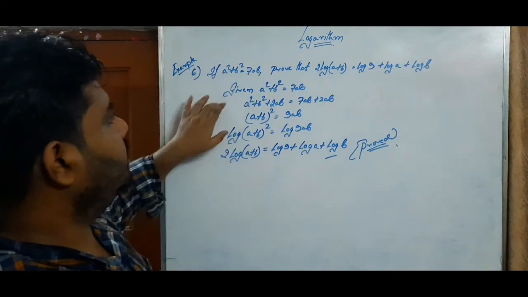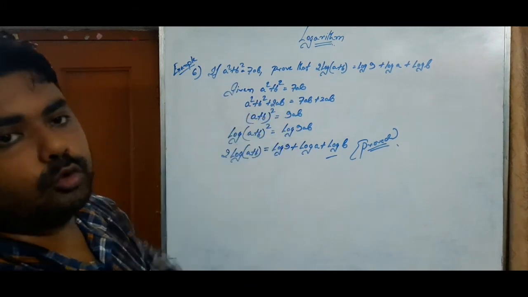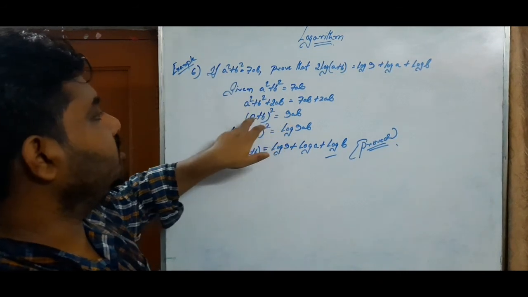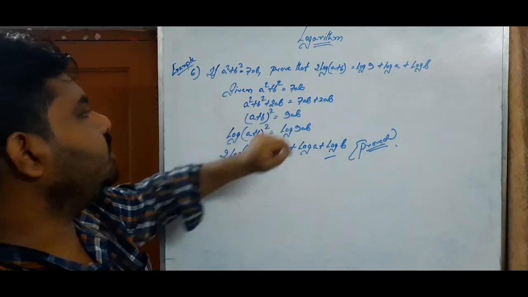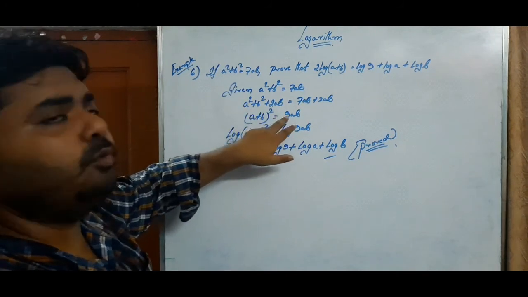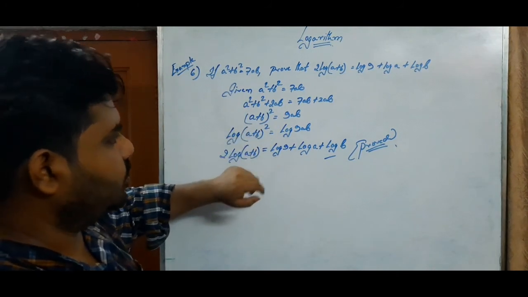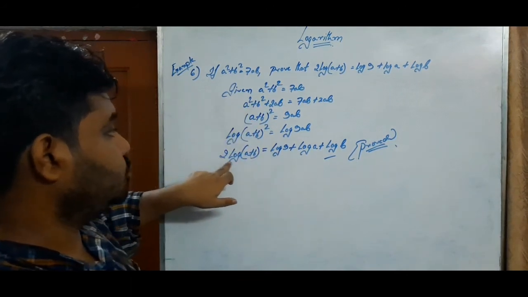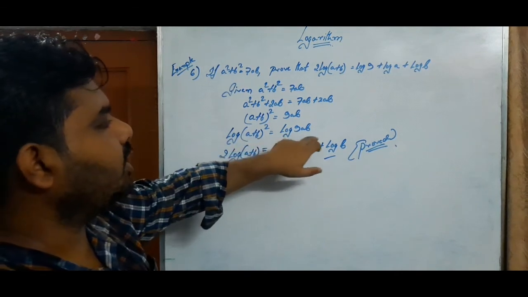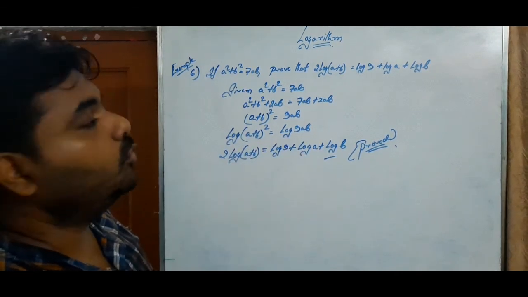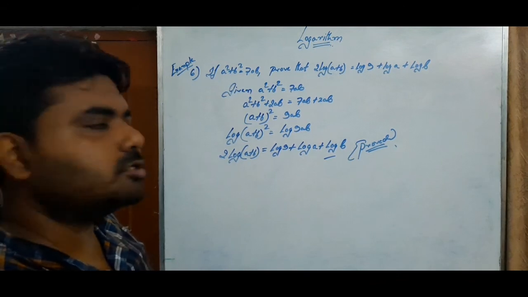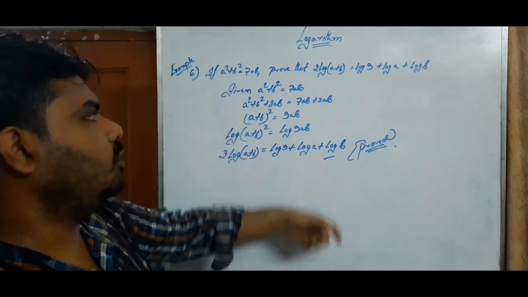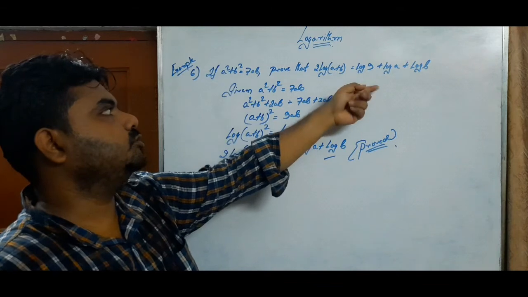Very simple method. We have just added 2ab on both the sides. Now a square plus b square plus 2ab is the formula of (a plus b) whole square equals 9ab. Therefore we are taking log on both the sides. Therefore log (a plus b) whole square equals log 9ab. This is the power. In case of log, the power comes first. That is 2 log (a plus b) equals log 9ab. So log 9ab means, we know log a into b means log a plus log b. Therefore log 9 into a into b, we can write log 9 plus log a plus log b. That is what is to be proved.